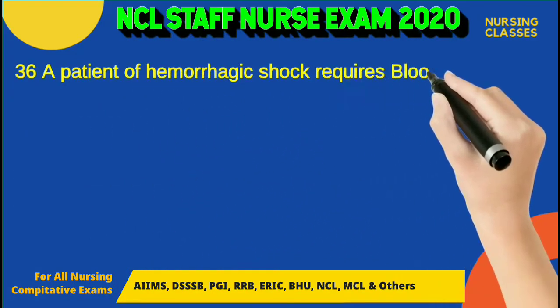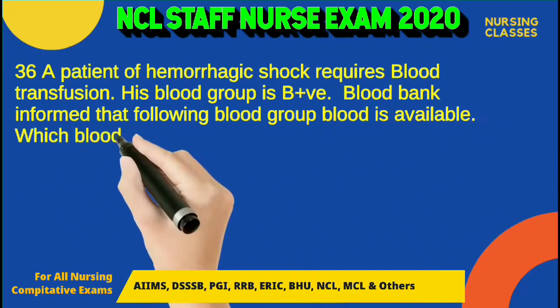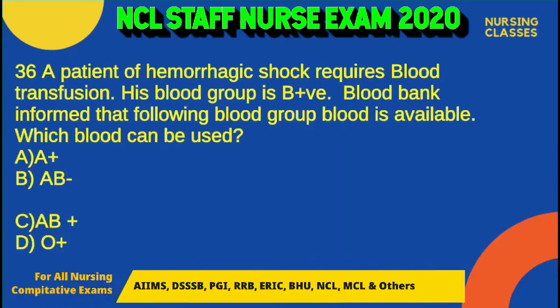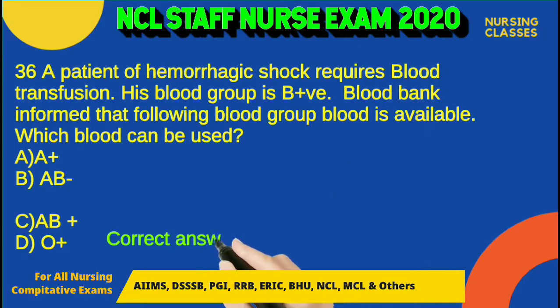36. A patient of hemorrhagic shock requires blood transfusion. His blood group is B positive. Blood bank informed that the following blood groups are available. Which blood can be used? A. A positive. B. AB negative. C. AB positive. D. O positive. Correct answer D. O positive.